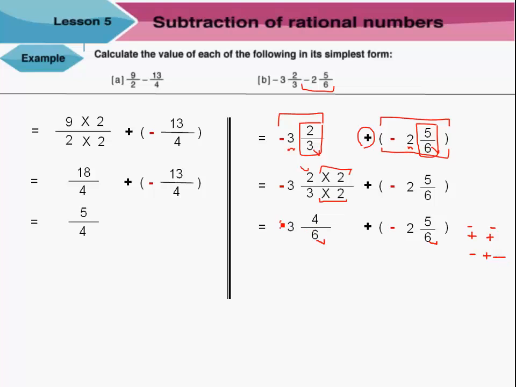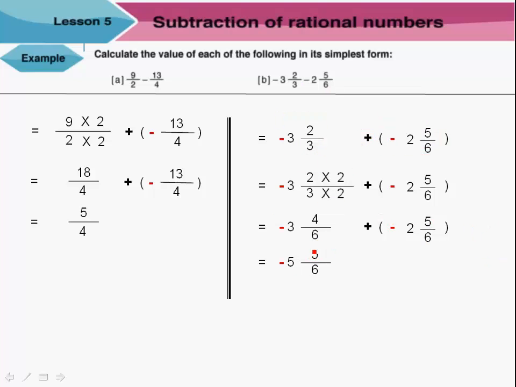Here we have the same sign, so the sign will be minus. And we have to add the numbers, which means 3 plus 2 equals 5. And here the denominator is 6 and 4 plus 5 equals 9. Notice that the numerator is larger than the denominator. So in this case, you have to divide using the calculator.